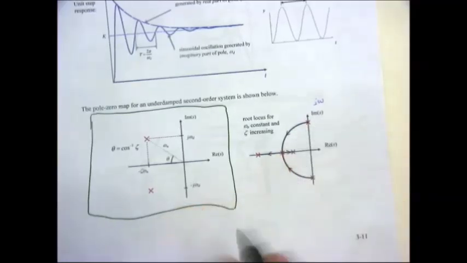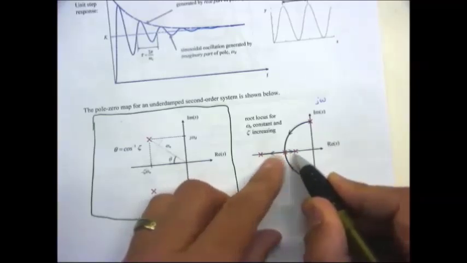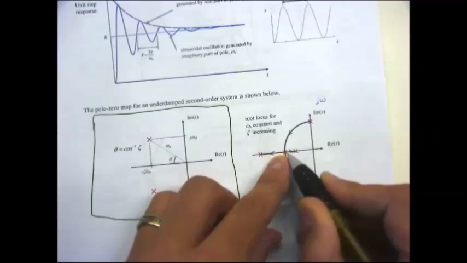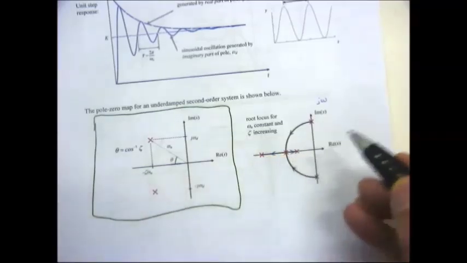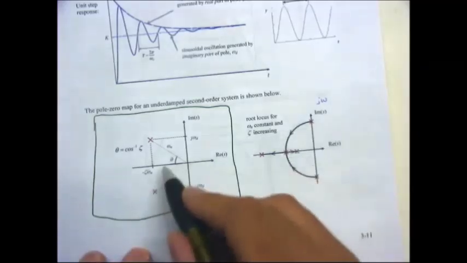If you keep increasing zeta, these 2 poles break apart along the real axis. One goes towards the imaginary axis, but never quite reaches it, and the other one goes towards negative infinity. And there you have the family of pole locations as zeta changes, all in one diagram. So it's really nice to remember this.